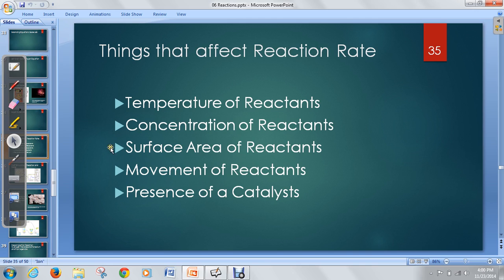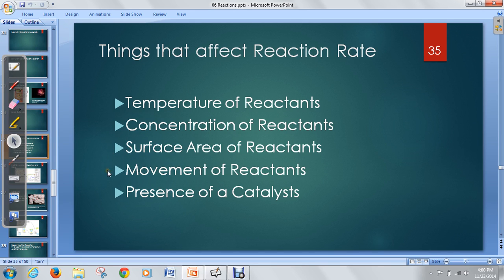The surface area of the reactant. This makes a lot of sense with the sugar cubes. If you have just the cube, it doesn't have a lot of surface area, but if you crush that cube into a powder, then it has a lot more surface area, and a lot more can react at the same time. So this happens with all types of chemical reactions. The more the reactants are exposed to each other, the quicker the reaction is going to occur.